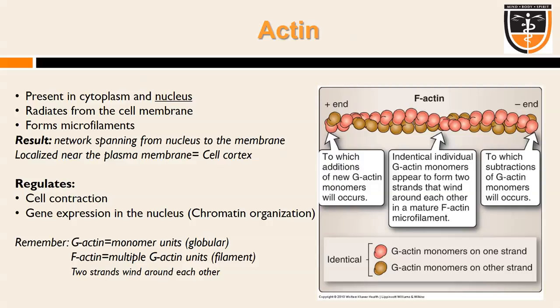Now, what does actin do? It regulates cell contraction. It's involved in the process of contraction. But it also regulates the expression of genes in the nucleus, so it's involved in chromatin organization. So let's look at what it looks like. It's formed by G-actin monomer units, single globules. They form two strands that wind around each other, forming an F-actin strand. So G-actin monomers, these tiny little globular proteins, bind to each other, forming two strands, and these two strands wind around each other, forming the F-actin.